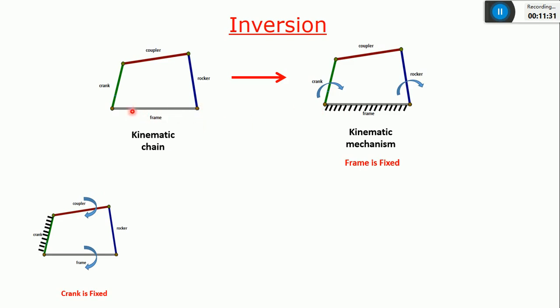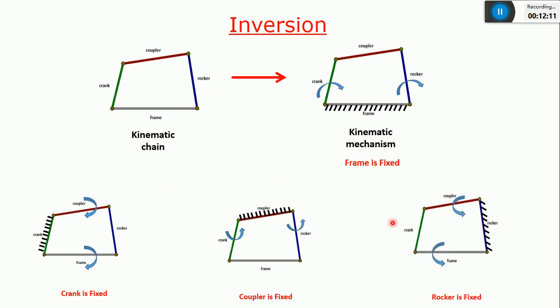Okay. If you fix the frame, it will become a mechanism, called inversion one. Inversion and mechanism are the same, but you're getting different mechanisms at different times by fixing different elements. So I can call this inversion one, and this is inversion two. Next, instead of fixing this crank, I'm going to fix this coupler. You can see here in this image the coupler is fixed, so you can give the input at the crank and you'll get the output at the rocker. Okay, so this is inversion 3 of a 4-bar chain.